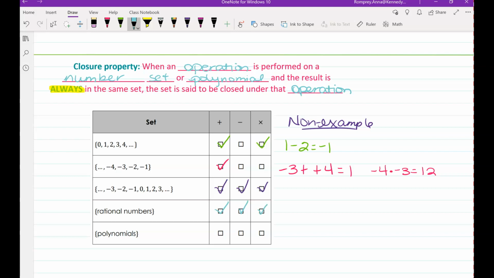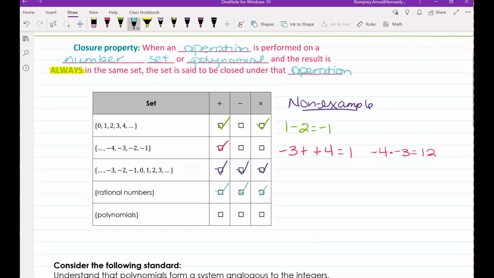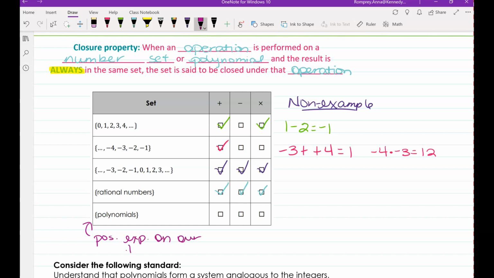All right, polynomials. Now let's go back and define what a polynomial is. So polynomial, we've got numbers, we've got variables, but the key thing is that our exponents are always positive. Positive exponents on our terms.